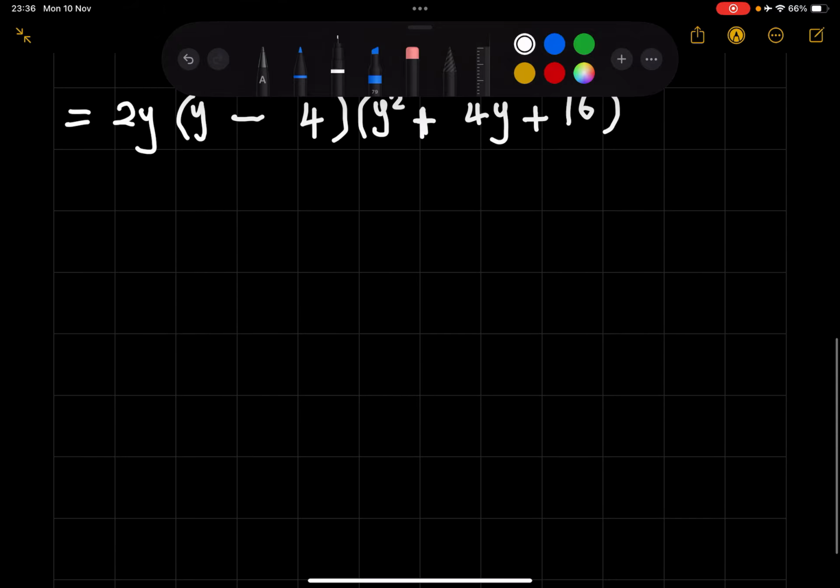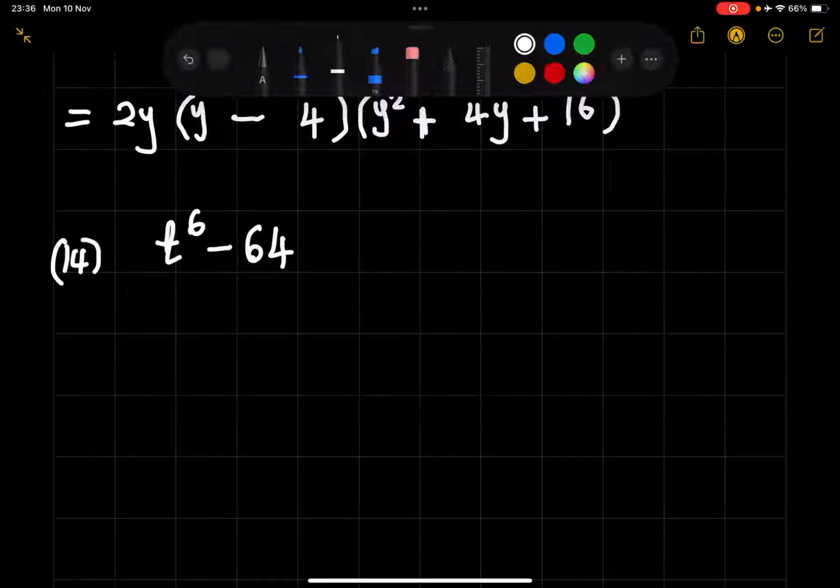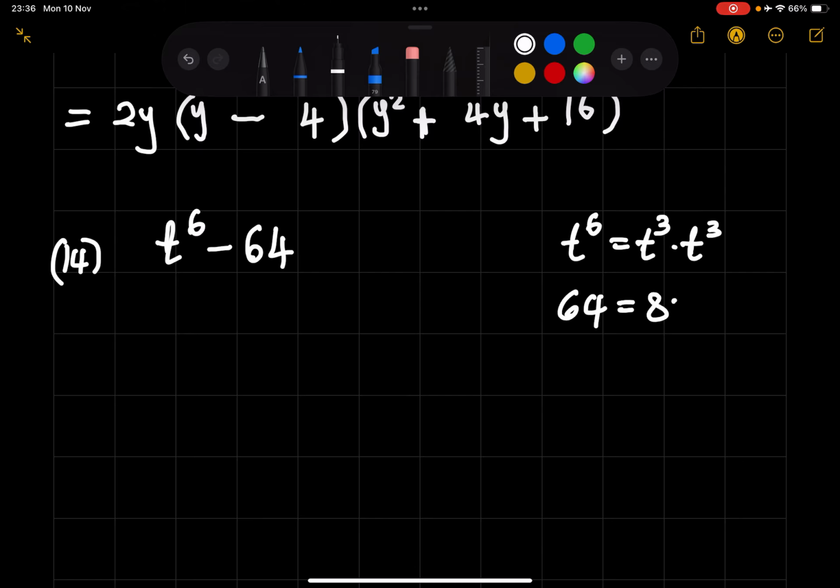Let's go to 14. On 14, we have t to the 6 minus 64. Notice that we have a difference of 2 squares here because t to the 6 can break into t to the 3 times t to the 3. And then 64 will be 8 times 8. And someone can argue that this is difference of 2 cubes. That is also correct. But I'm going to approach it with difference of 2 squares.